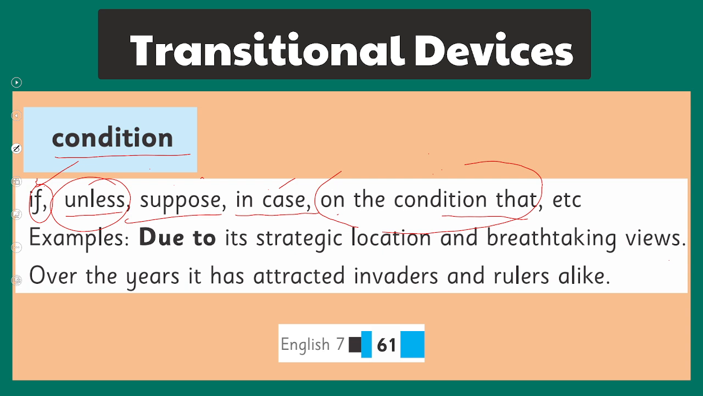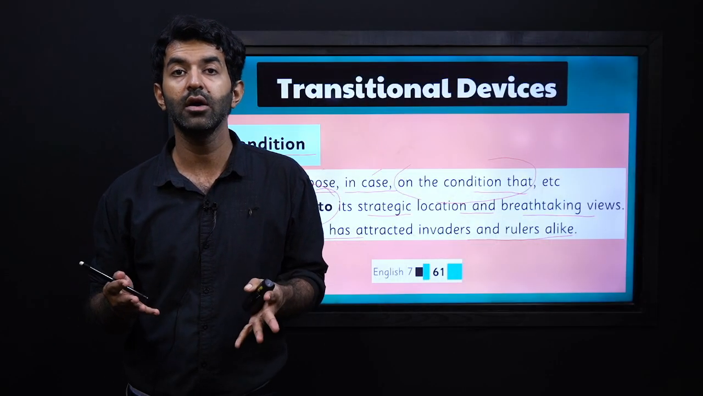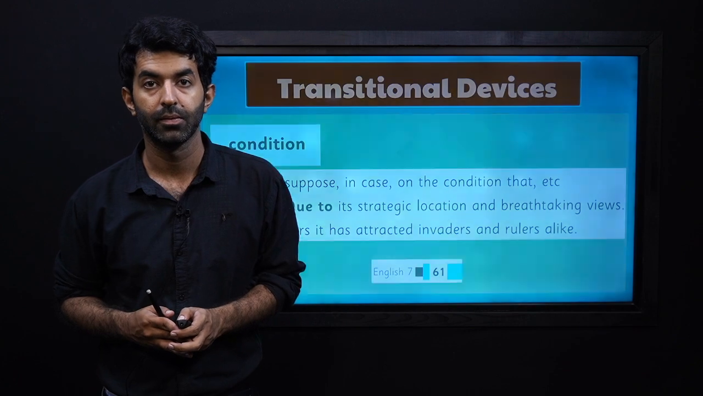For example, in this sentence, due to its strategic location and breathtaking views, over the years it has attracted invaders and rulers alike. So why were the invaders and rulers attracted? What was the condition of that? It was due to its strategic location and breathtaking views. So due to is also showing us condition, and this is our transitional device.